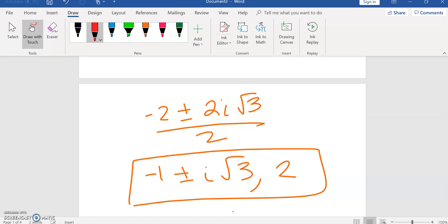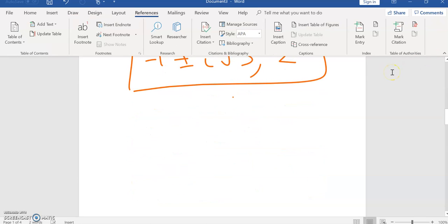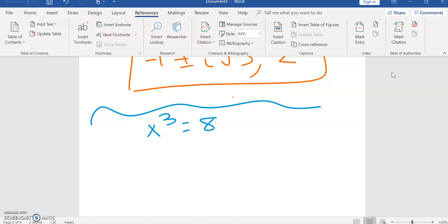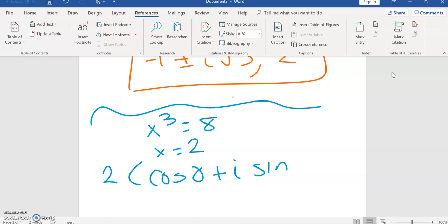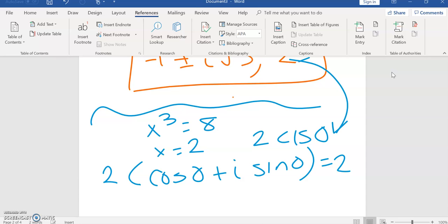Now I'm going to turn around and do this same problem using our nth root theorem. So I'm going to take x equals the cube root of 8 here. I know that x is 2, and I'm going to rewrite this in trig form. So this is 2 times cosine 0, because that's going to give me 1, plus i sine 0, because that's going to give me 0. So that's going to give me 2. So there's my real answer. It's 2 cis 0. But that matches that.